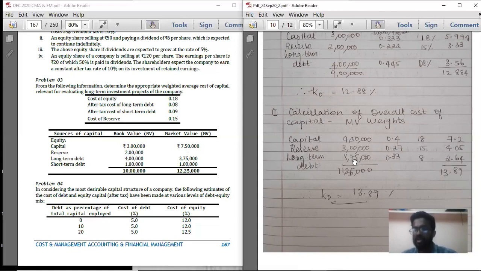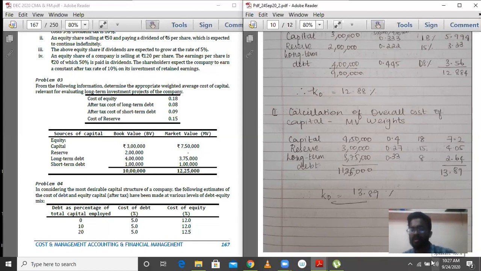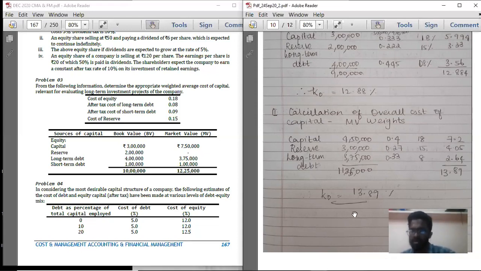Now total the market value: 4,50,000 plus 3 lakh plus 3,75,000. In the amount column record 11,25,000. So based on this, calculate the weights. Third column, that is weights. For equity capital, 4,50,000 divided by 11,25,000. That is 0.4. In respect of equity capital, record 0.4.